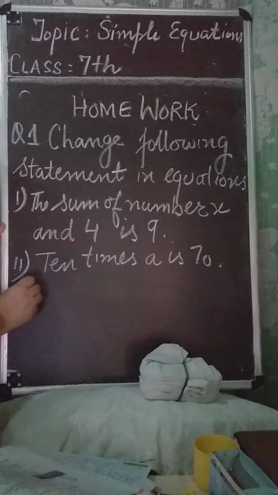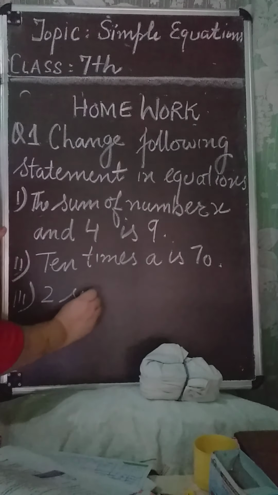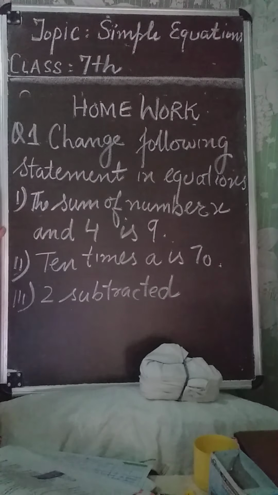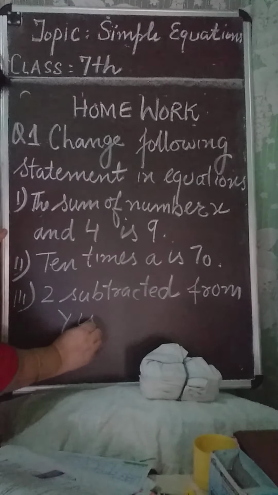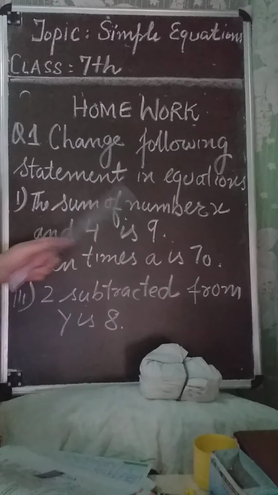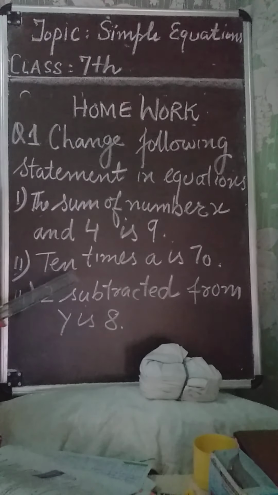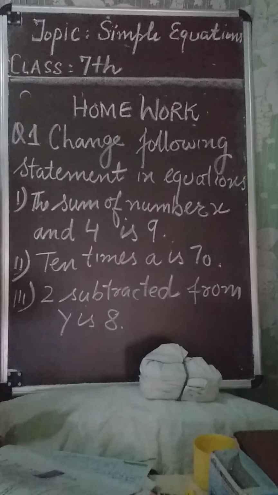The third one is, 2 subtracted from y is 8. Okay children, this is our first question as homework. Change the following statements into equations. First, the sum of numbers x and 4 is 9. Second, 10 times a is 70. Third, 2 subtracted from y is 8. So this is your first question.